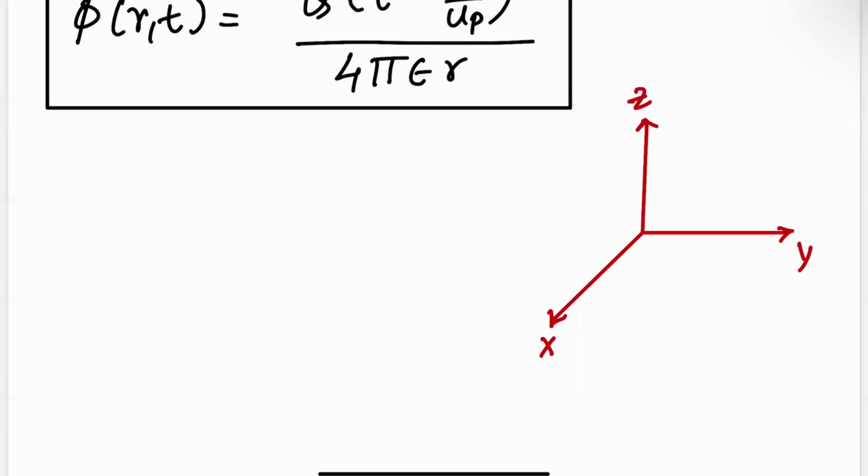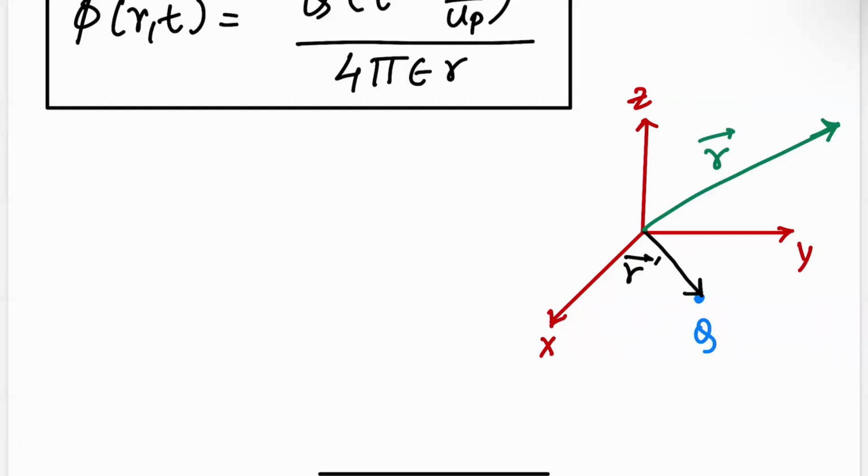x, y, and z. Okay, so let's say I have a point charge somewhere here, and I can write this as r prime. So we use prime coordinates to define the source point, and we want to look at the field somewhere here at vector r.